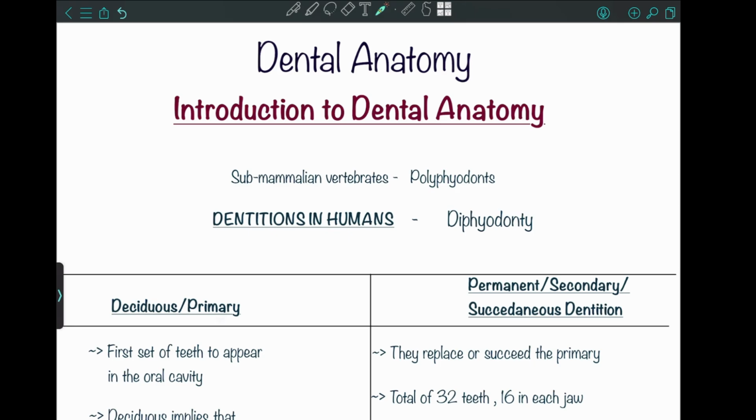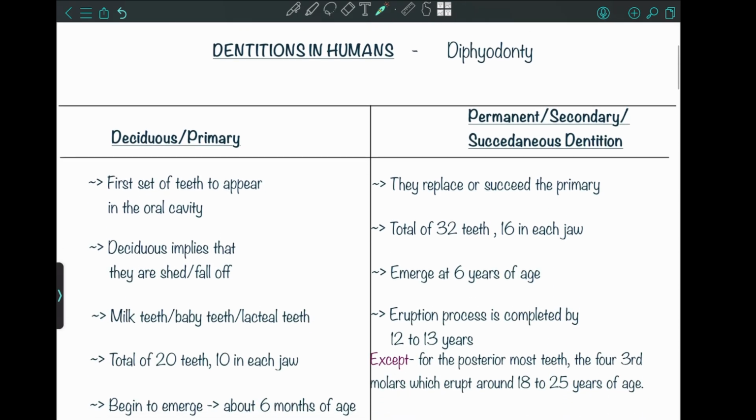The primary dentition is called so since it is the first of the two sets of teeth to appear in the oral cavity. The term deciduous implies that they are shed, fall off, similar to the leaves of a deciduous forest tree. The primary teeth are sometimes also referred to as milk teeth, baby teeth or lacteal teeth. These terms are unfortunate and inappropriate since they imply a lack of importance to the first dentition. The terms deciduous and primary are more appropriate and are used interchangeably.